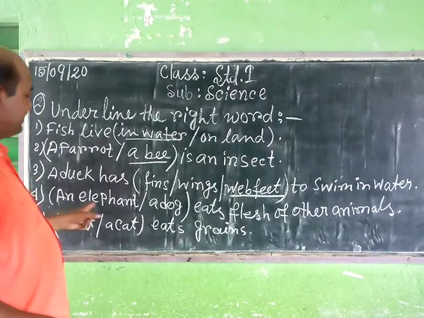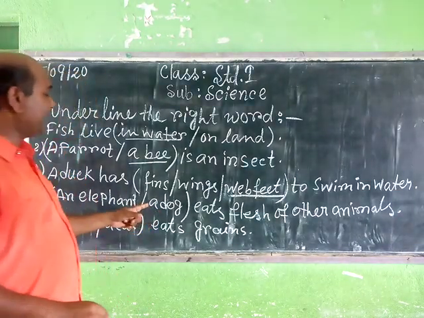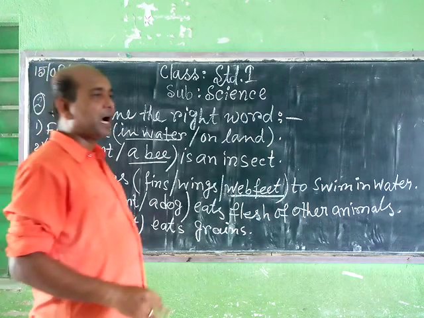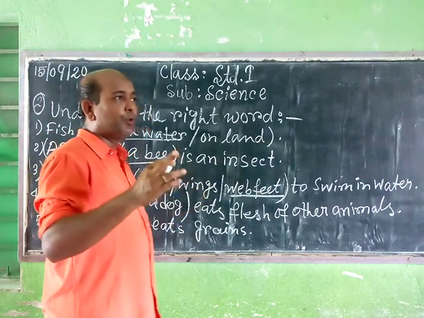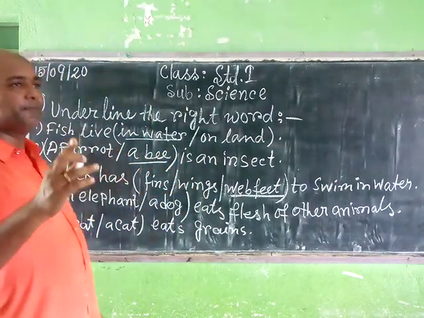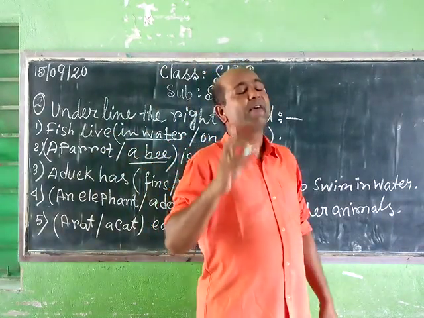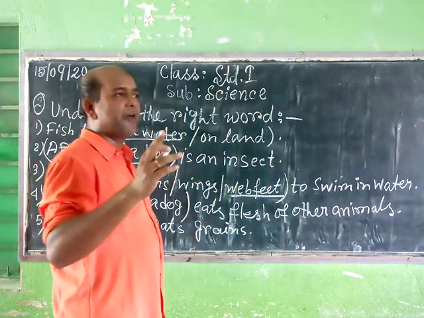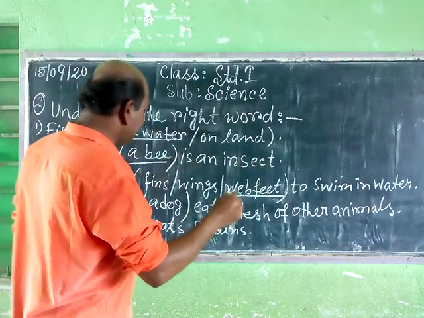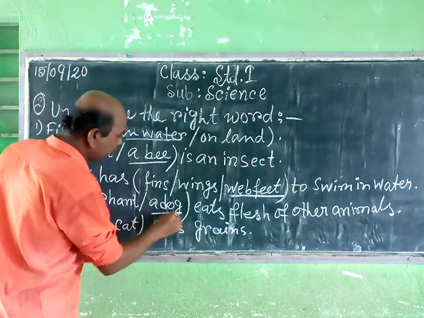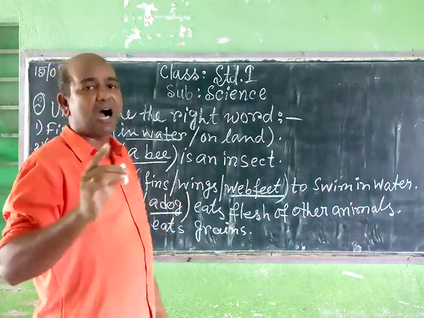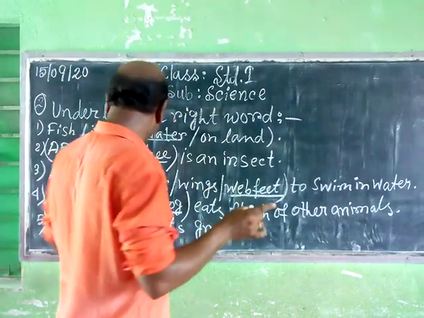An elephant or a dog is a pet animal. Which is the correct option? A dog. A dog is a pet animal.